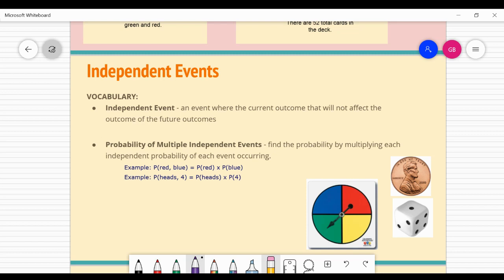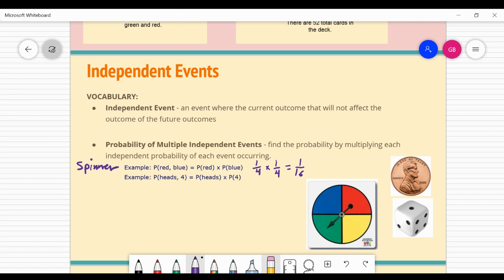So for example, first example here, the probability of red and blue. So this is for the spinner. What's the probability of spinning red and then spinning blue? Well, we know that for red is 1 out of 4. And for blue is also 1 out of 4. So to get the probability, you're going to multiply these fractions. It's 1 out of 16.